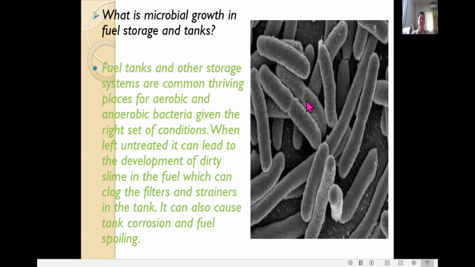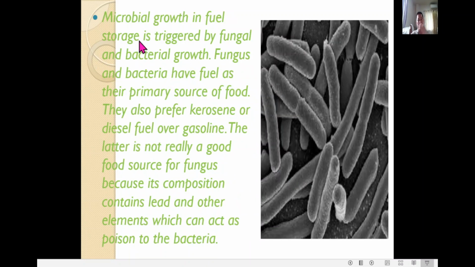So microbial growth can damage your lube oil and fuel, and this can clog filters and strainers, as well as cause a lot of corrosion in your tank. Next, microbial growth in fuel storage is triggered by fungal and bacterial growth. Fungus and bacteria have fuel as their primary source of food. They also prefer kerosene or diesel fuel over gasoline. The latter is not really a good food source for fungus because its composition contains lead and other elements which can act as a poison to the bacteria.